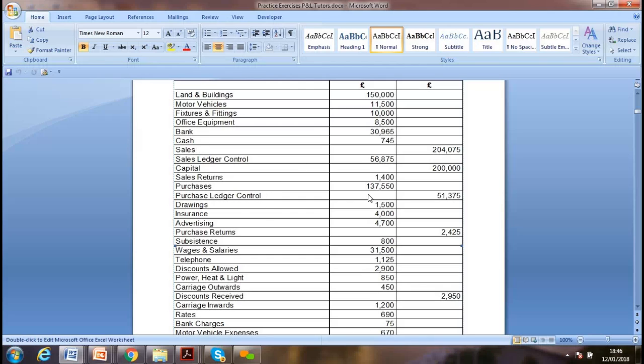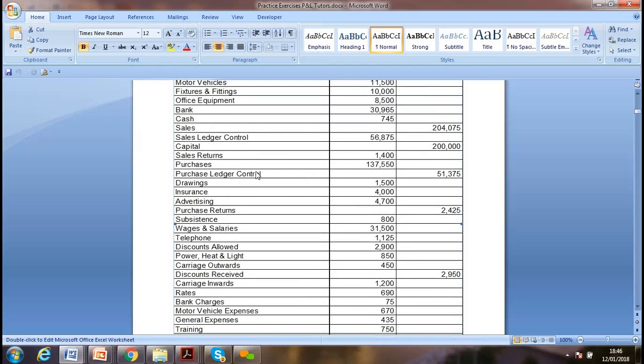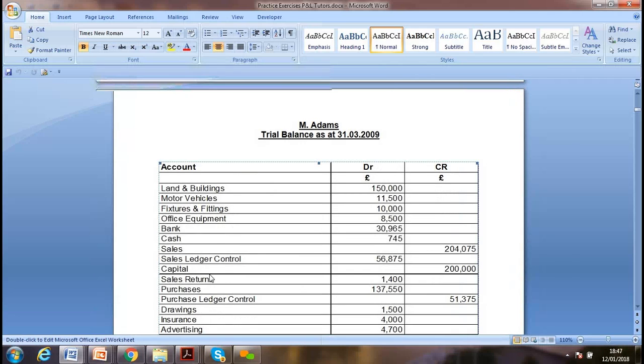Purchases is an expense, debit, we're spending money. Purchase ledger control, we bought something but have not paid money, is a liability. Drawing is a debit. Insurance is a debit. Advertising is an expense, debit. Purchase return goes on the credit side. It means reducing the value of the purchases. Return should be on the opposite side. Subsistence, wages, telephone, all these are expenses, they go on the debit side.